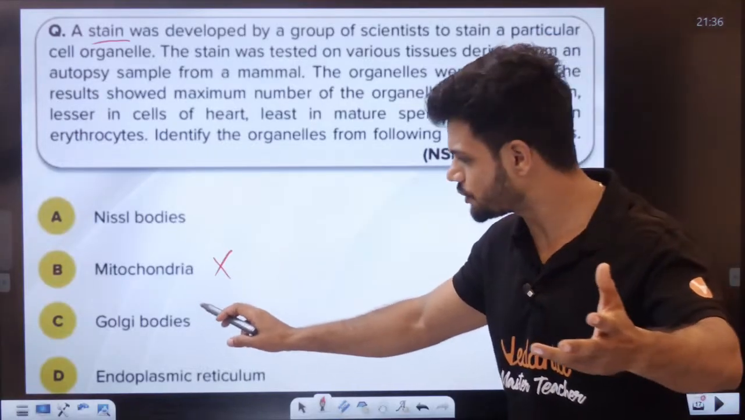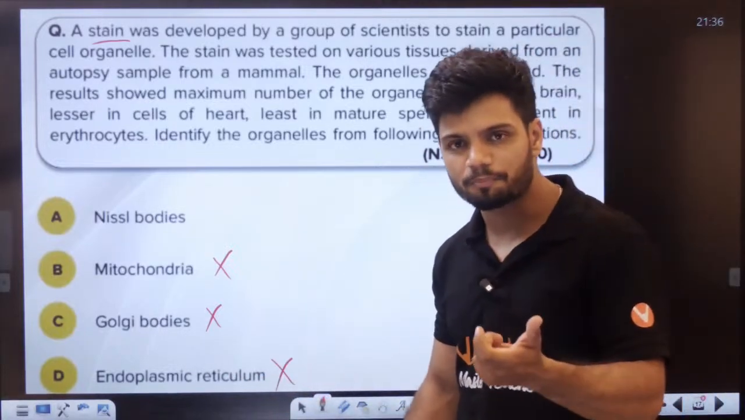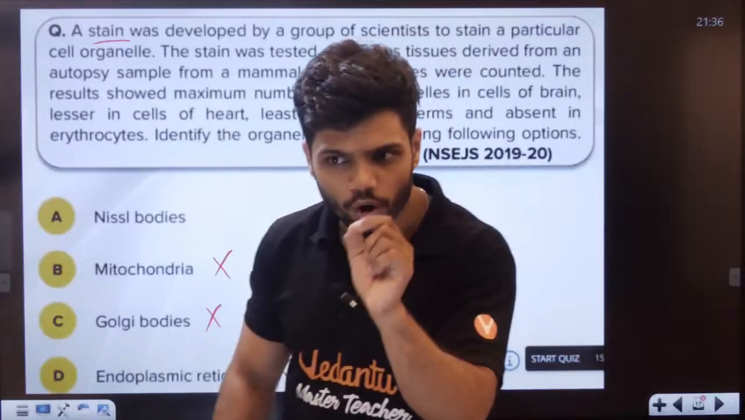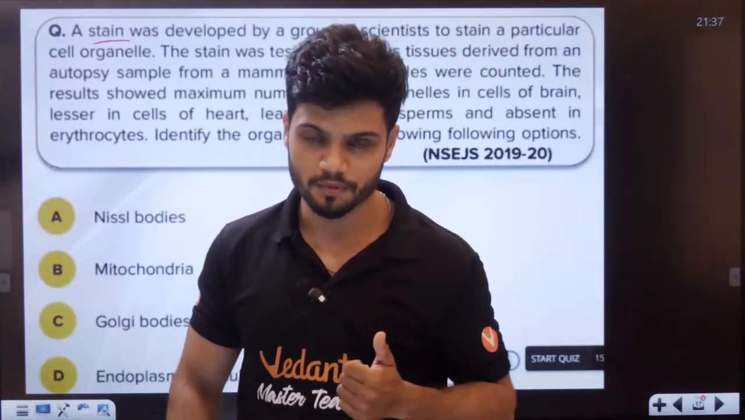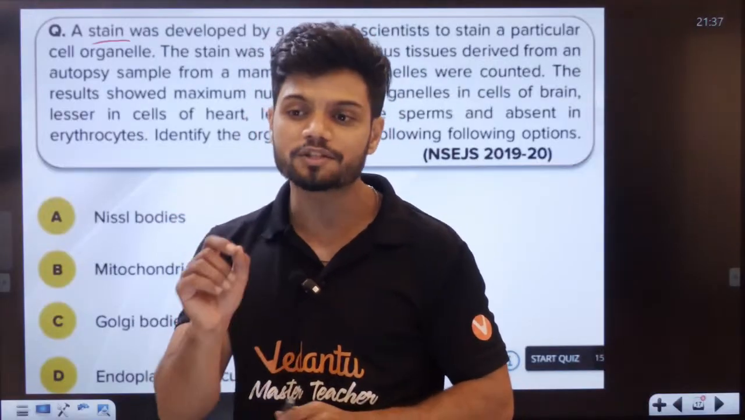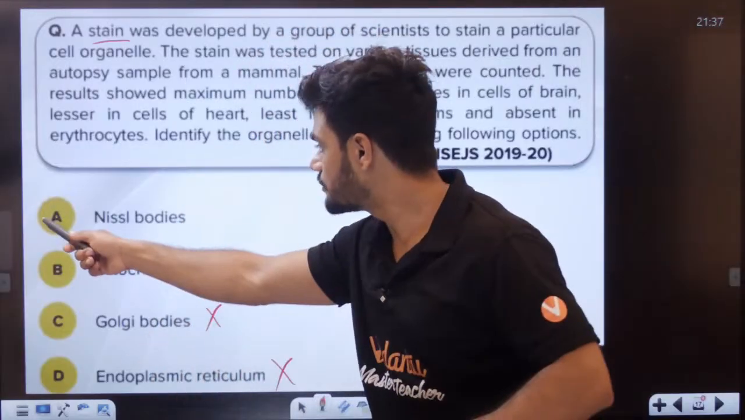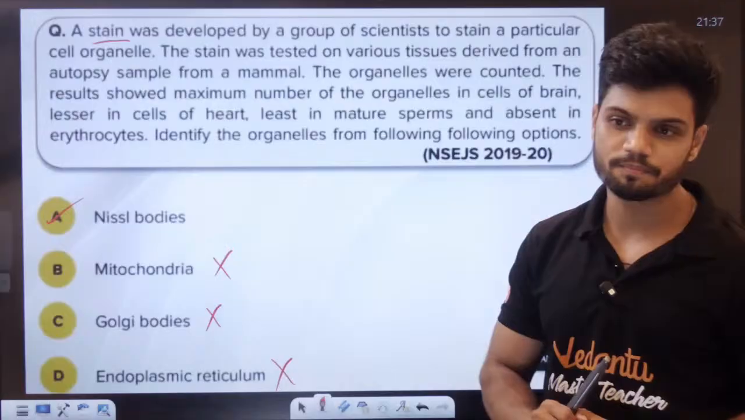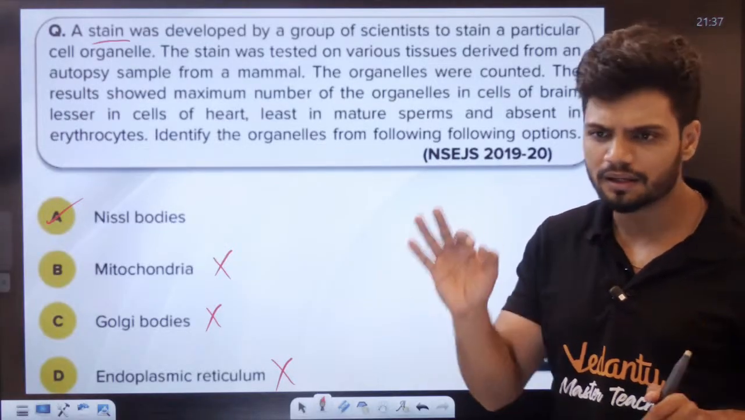Golgi cannot be the answer because Golgi helps in packaging. ER cannot be the answer. ER mainly does production of protein, but this organelle also does production of protein in the neuron. It is called the neuron's protein factory, called Nissl bodies. Nissl bodies. So the answer is what? Option number A is the right answer.